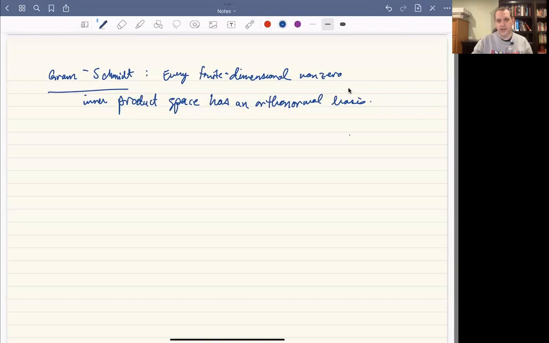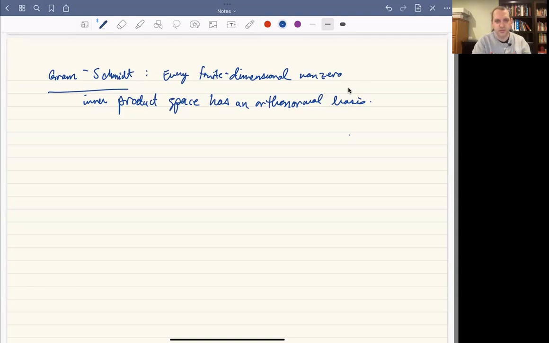There's no way to normalize that vector and make it length 1. Okay, so that's really the only outlier here. So any other finite dimensional non-zero inner product space has an orthonormal basis. The proof that they give for this fact is constructive. It's actually the Gram-Schmidt process that I'm going to present to you here. We applied it to the special case of dot products in previous videos. Here I'm going to show you how this works in general.